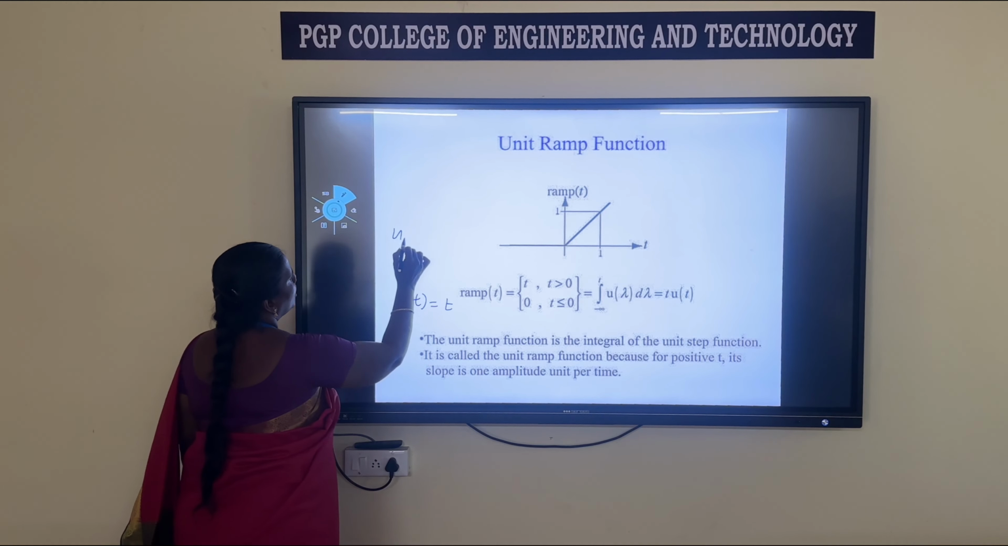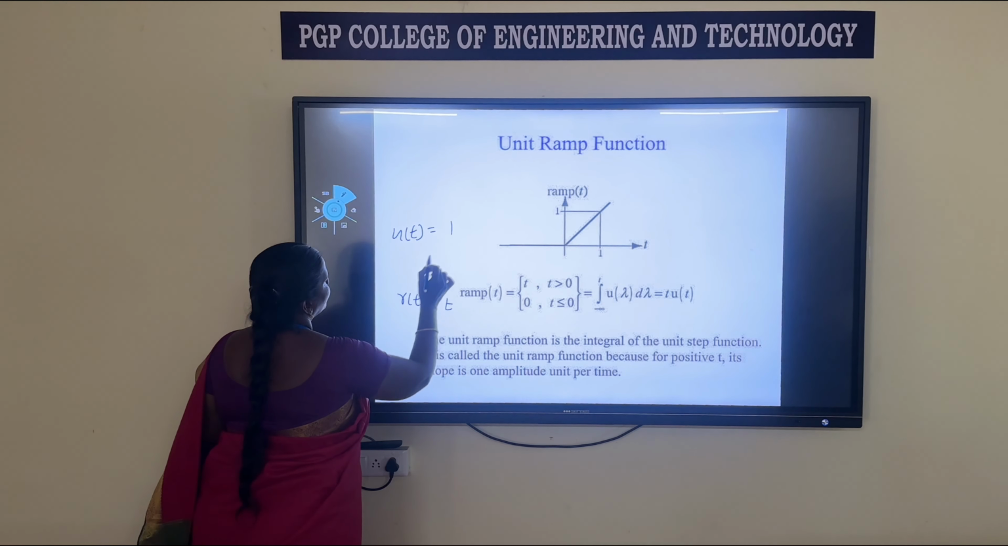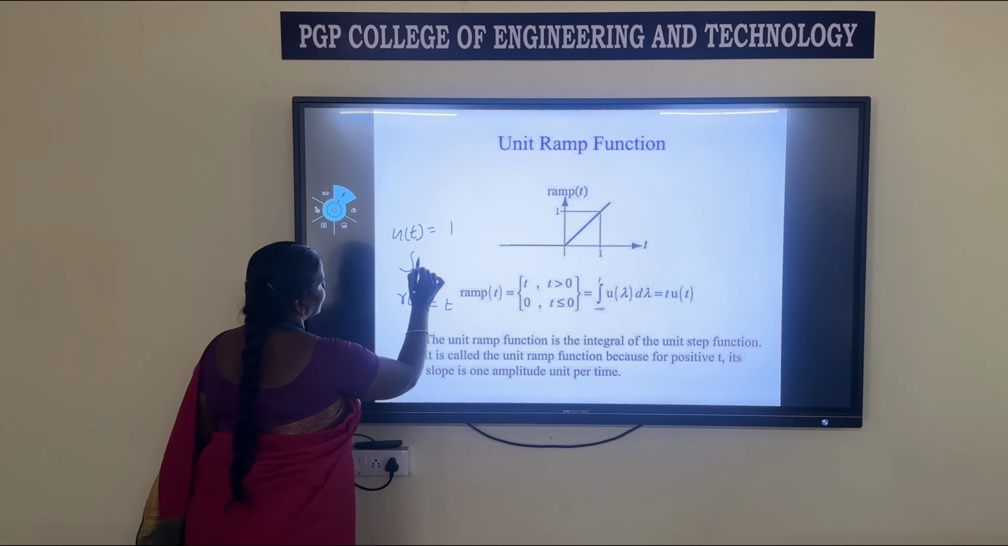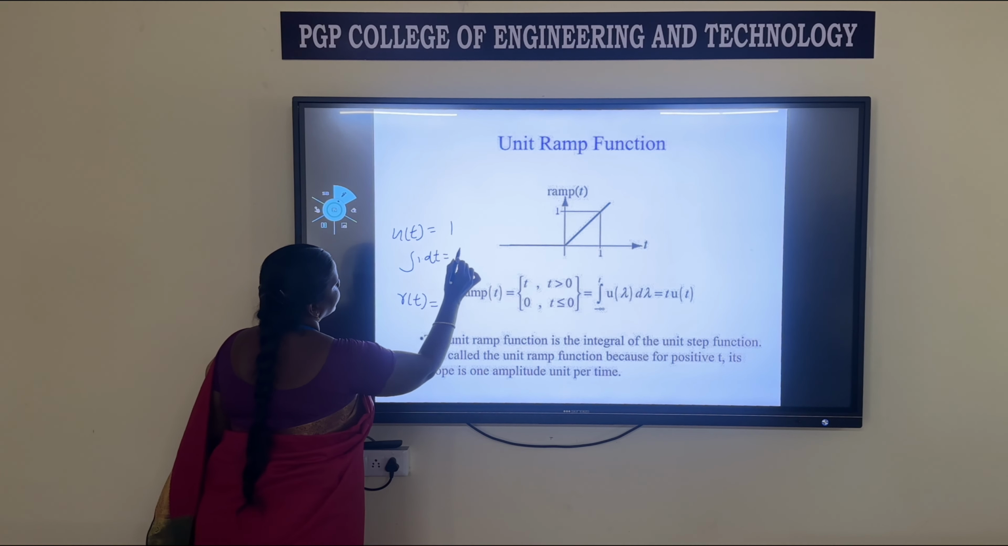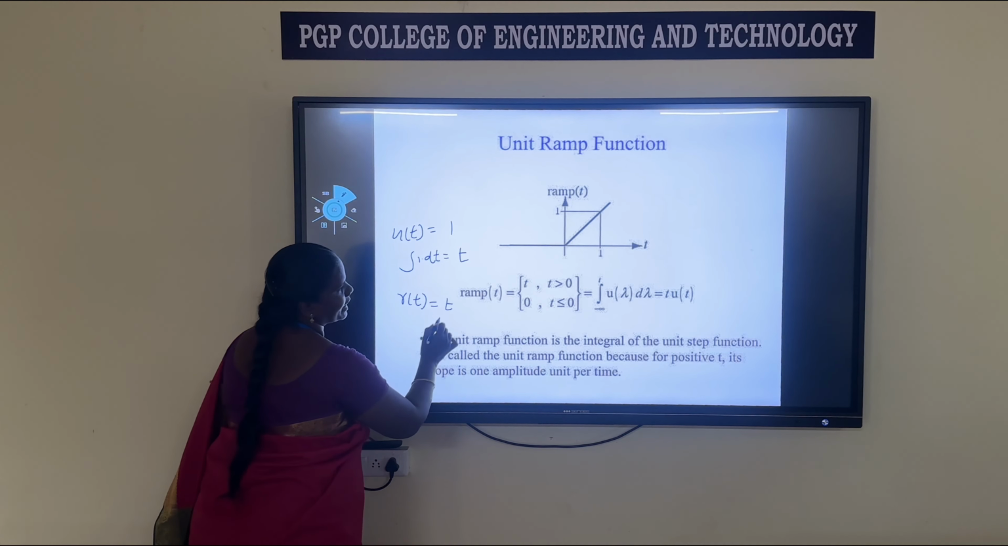Already we know that u of t is equal to 1. So when we integrate this, that is 1 times dt, we get t. And t is nothing but the ramp signal.